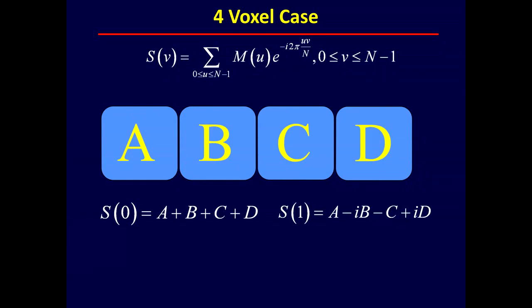It's A minus iB minus C plus iD. So what's happening is for the second k-space point, every term is still A, B, C, D, but every term has a 90 degree phase shift, a minus 90 degree phase shift. The phase shift comes from here. So literally that's what happened. If you follow the same rule, what would be the S of 2?